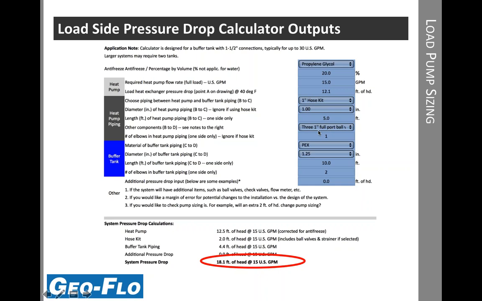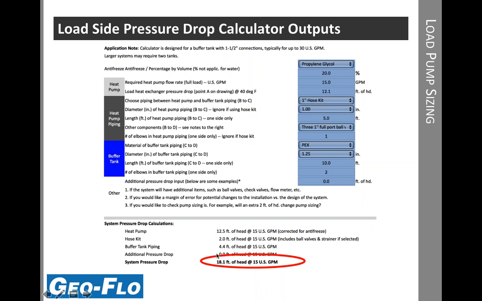We've picked some ball valves from the picture, and then we have piping. In this case, PEX is the piping that connects to the hose kit over to the buffer tank. So just a handful of entries, not too many to enter here for the load side. It's just the piping between the heat pump and the buffer tank.